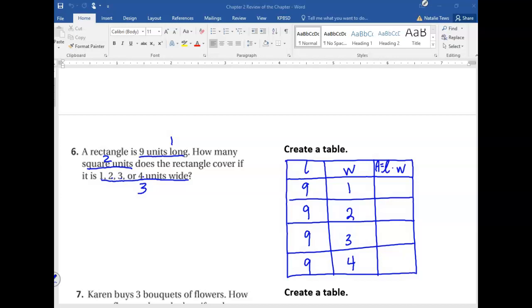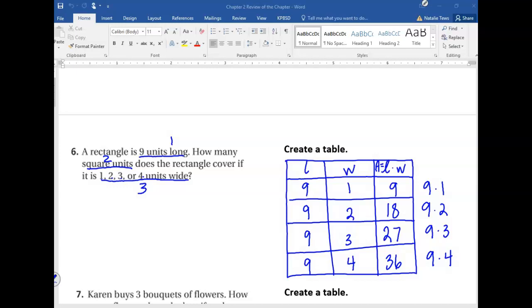Okay, so my length times width, I'm going to have 9 times 1 is 9. 9 times 2 is 18. 9 times 3 is 27. 9 times 4 is? Okay, and now I've completed my table. Now on the test and on your homework, you have to have drawn the table. You have to have labels at the top so I know what each column represents. I need to see an expression off to the side and the answer in the final box. That's how you end up getting all 10 of your points.